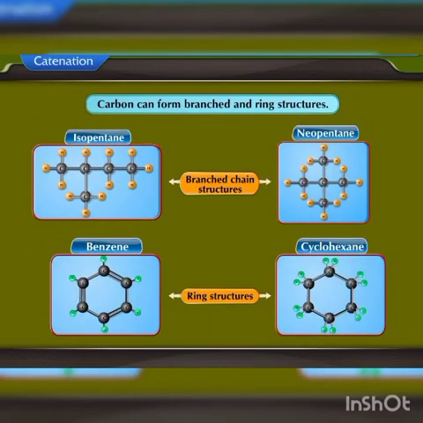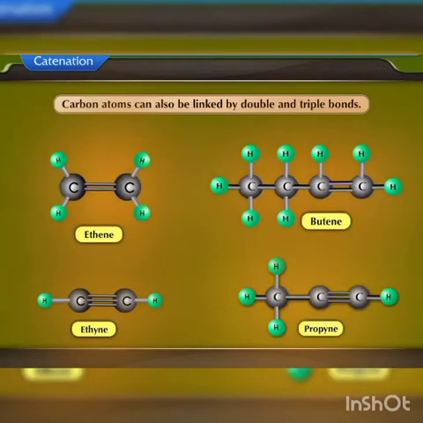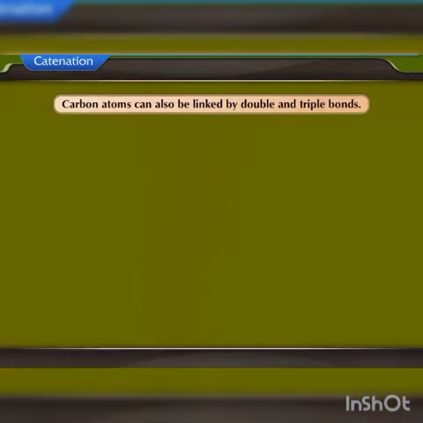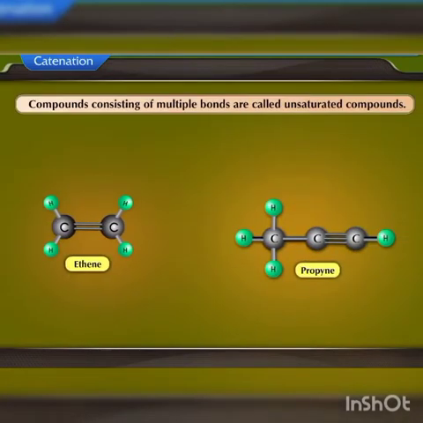In addition to long chains, they can form branched and ring structures. Carbon atoms can also be linked by double and triple bonds. Compounds consisting of only single bonds are called saturated compounds, while those consisting of multiple bonds are called unsaturated compounds.